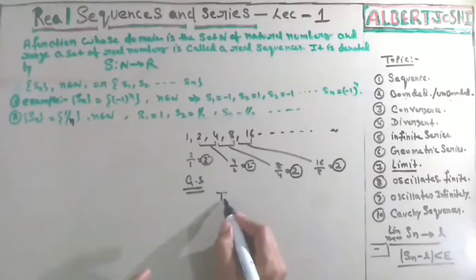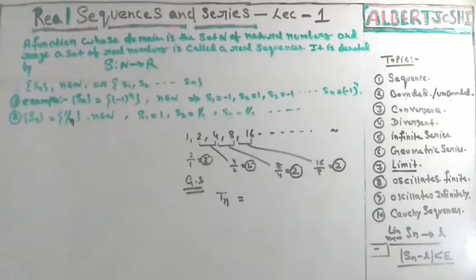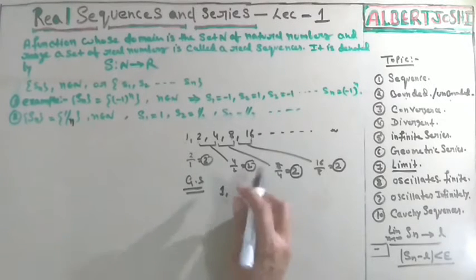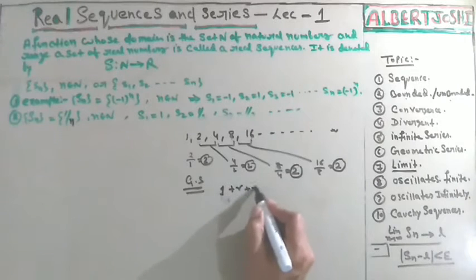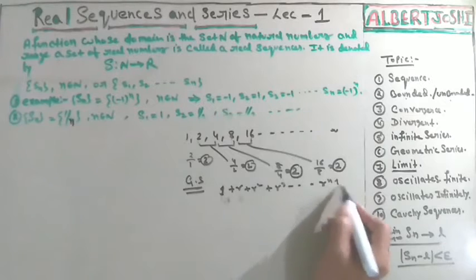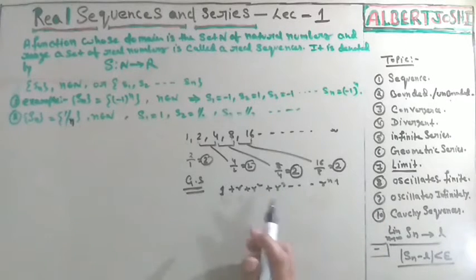You must note that for the nth term, Tn is equal to the value. Suppose you have such a series: 1, then after that 1 plus r square plus r cube, up to so on, r to the power n minus 1. Then the summation of all such a series is the geometric series.